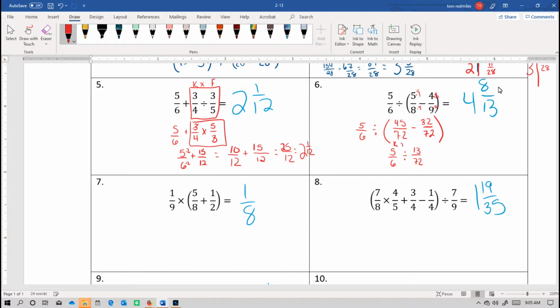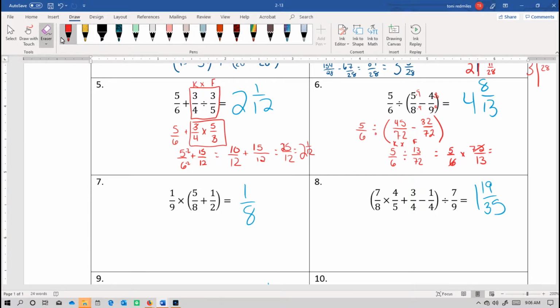Keep, change to multiplication, and flip. So my new statement is going to be 5 6 times 72 over 13. Now, 12 times 6 is 72, so I could cross cancel these if I wanted, and that would give me 60 over 13. Then I could turn that into 4 and 8/13. Or I could just multiply across the top, okay? You don't have to cross cancel.